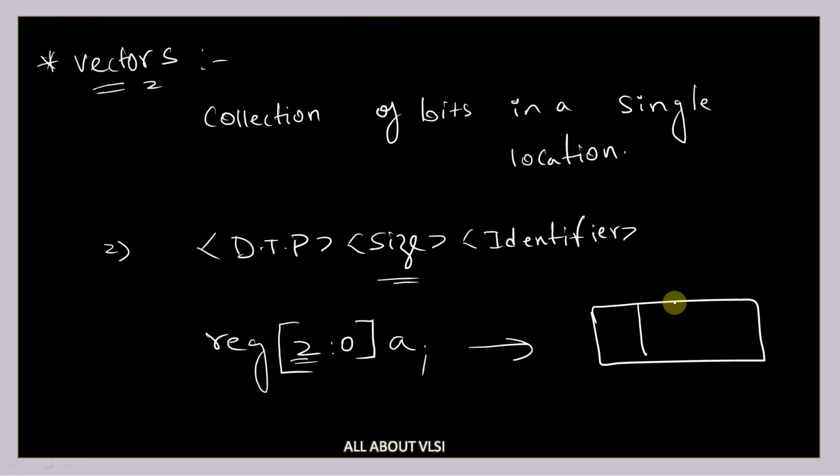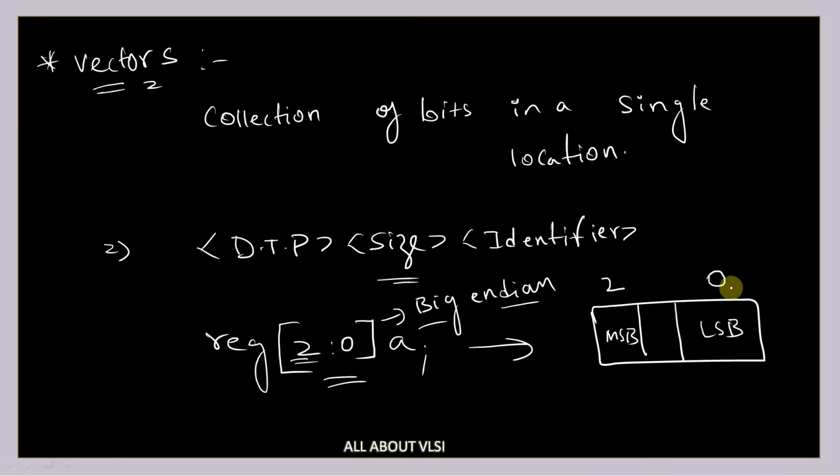This is going to look like this. This is our vector, where it is nothing but a collection of bits in a single memory location, and the MSB index is 2 and the LSB index is 0. This is our LSB and this is our MSB. This is how we are going to give the size of our vector. Okay, and this representation is known as big endian, where if we are giving our MSB as higher index and LSB as lower index, then this particular representation is known as big endian.